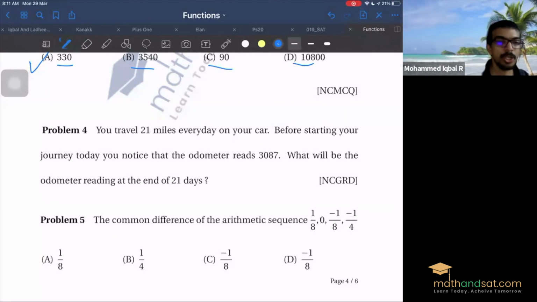So before starting the journey today, it is 3087. Suppose you're about to begin your journey and before starting the journey, you notice that it is 3087. So at the end of the first day, it is going to be 3087 plus 21. At the end of the second day, it is going to be 3087 plus 2 times 21. Don't you see that there is a pattern?